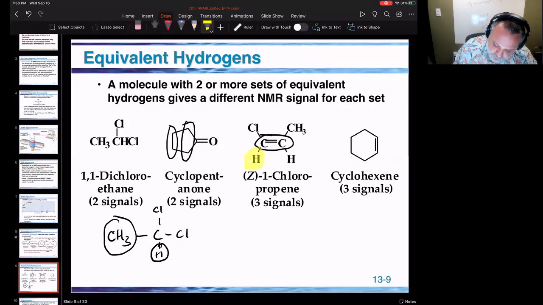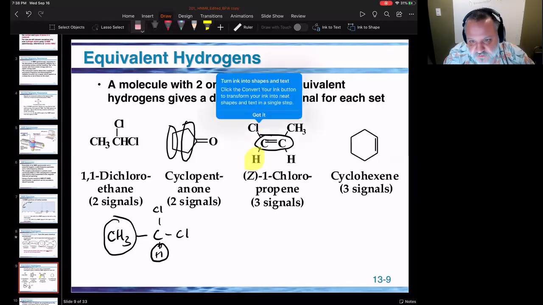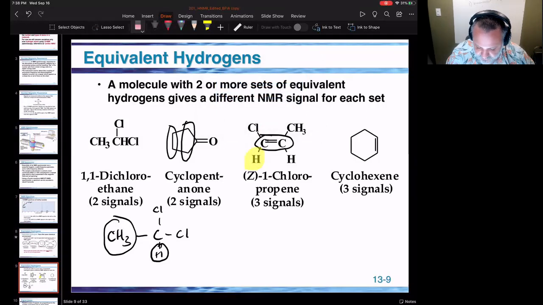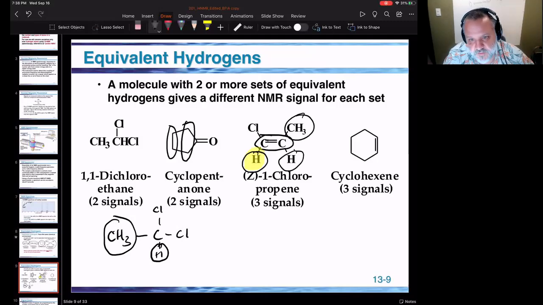Well, let's say, for instance, let's change this. If there was a hydrogen here, that would mean that this hydrogen and this hydrogen are in different chemical environments. But I got ahead of myself. There isn't a hydrogen there, it's a chlorine. And so I'm thinking about this hydrogen, and this hydrogen. They're all three in different chemical environments, so you'll get three different signals.